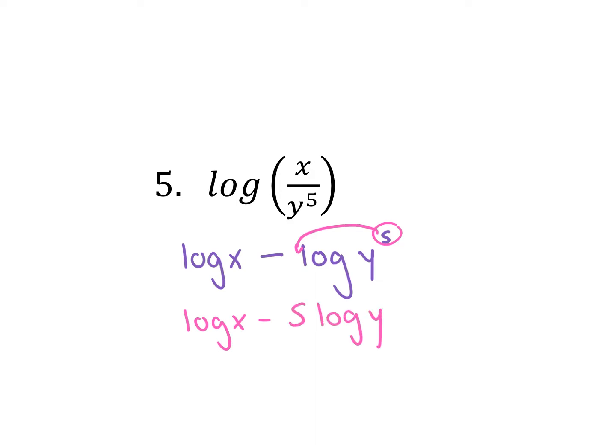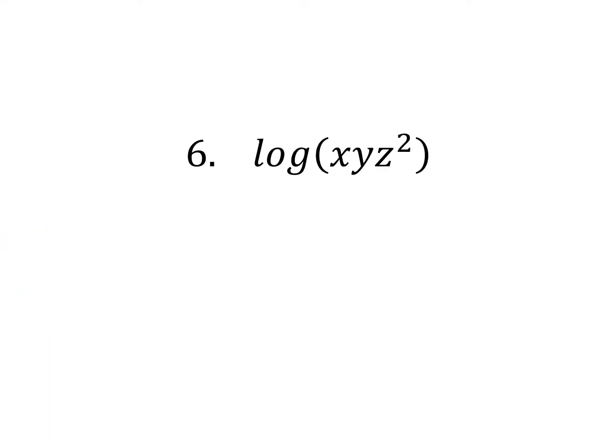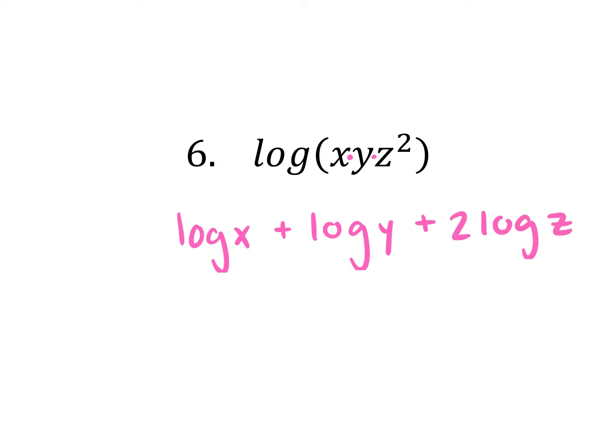All right, let's look at number 6. So here we're multiplying. What goes with multiplication? Addition. So everything that I'm multiplying here gets broken up with addition. So this would be log of x plus log of y plus what? 2 log z. Awesome.